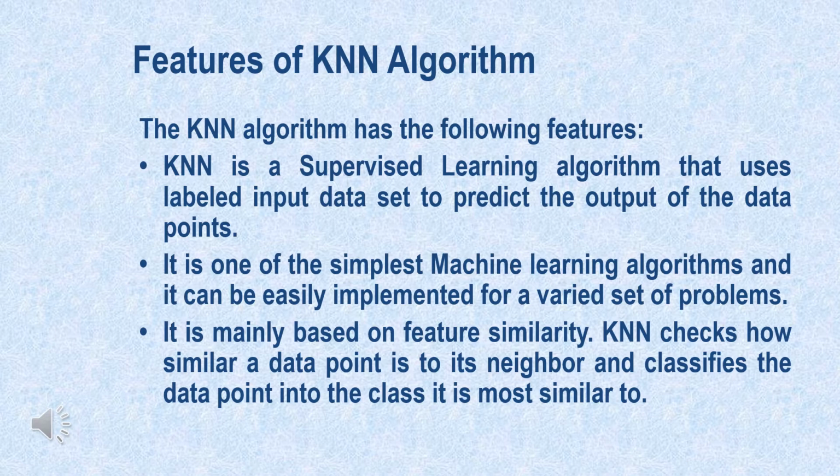Now we have the features of the KNN algorithm. First one, KNN is a supervised machine learning algorithm that uses a labeled input data set to predict the output of the data point. Second, it is one of the simplest machine learning algorithms and it can be easily implemented for a varied set of problems. And third one, it is mainly based on feature similarity. KNN checks how similar a data point is to its neighbor and classifies the data point into the class it is most similar to. So these are the various features of the KNN algorithm.